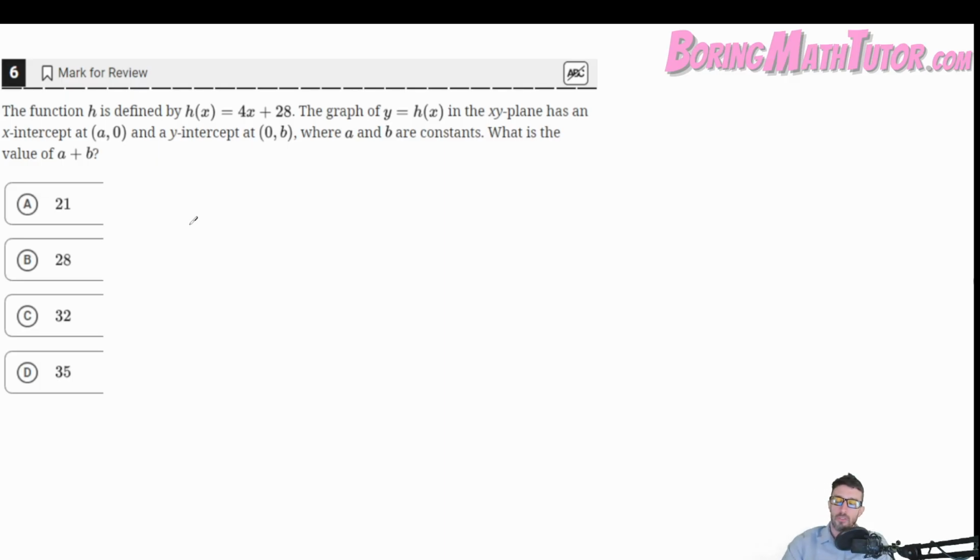The function h is defined by h of x equals 4x plus 28. The graph of h of x has an x-intercept of (a, 0) and a y-intercept of (0, b). What is the value of a plus b?